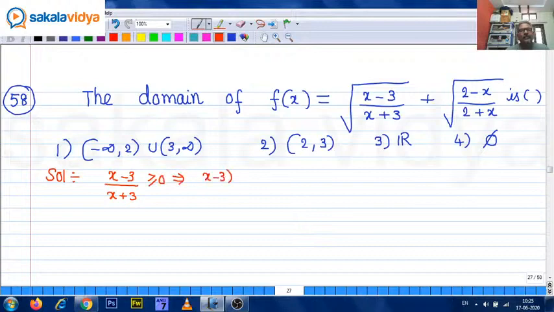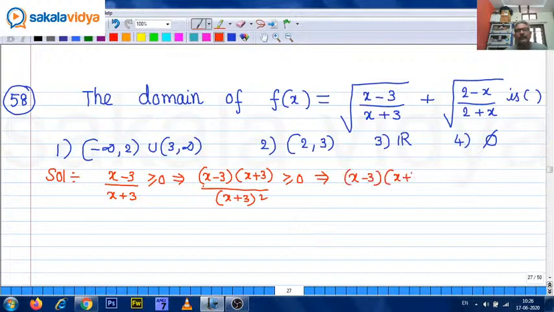(x minus 3) multiplied by (x plus 3) upon (x plus 3) whole square greater than or equal to 0, and also you can write that implies (x minus 3) into (x plus 3) greater than or equal to 0, but x plus 3 does not equal 0. That means x does not equal minus 3. So now we need to take a number line.